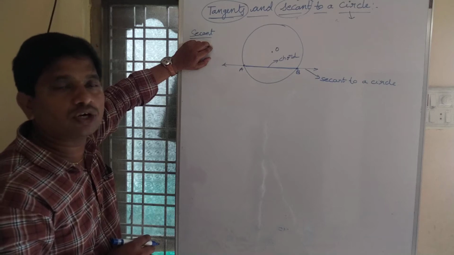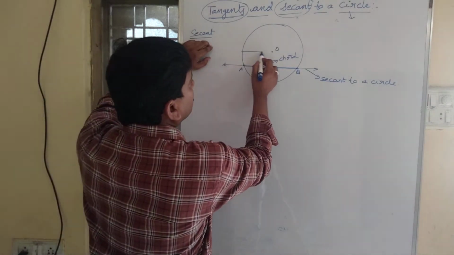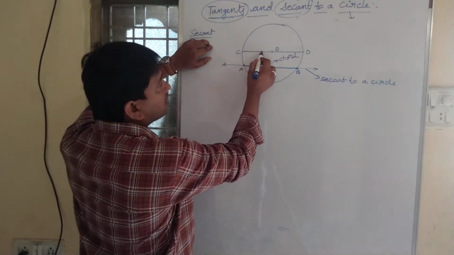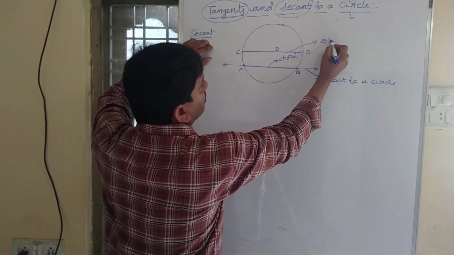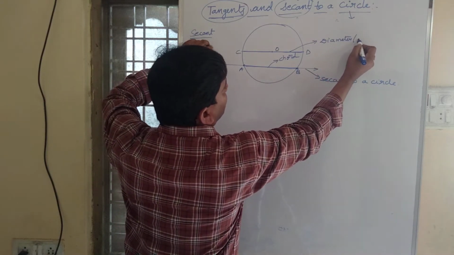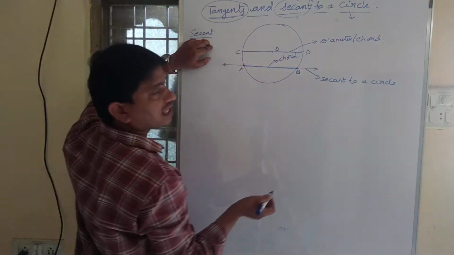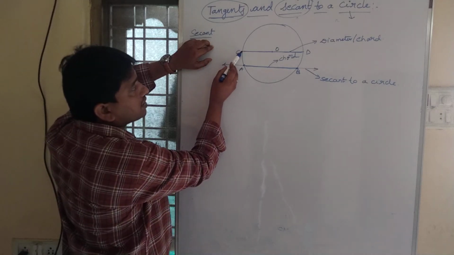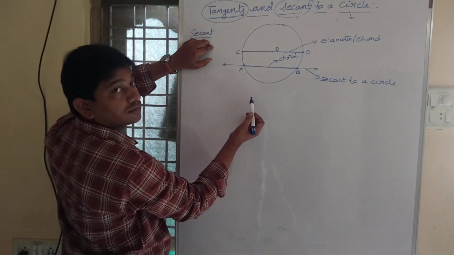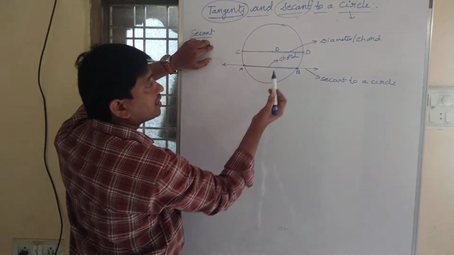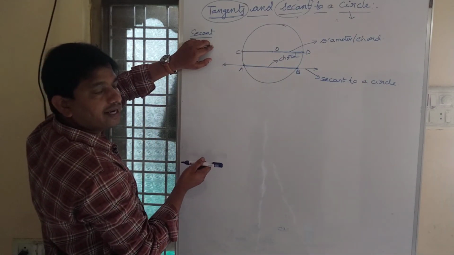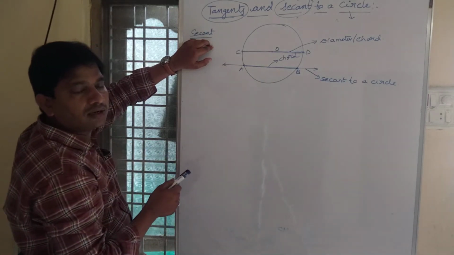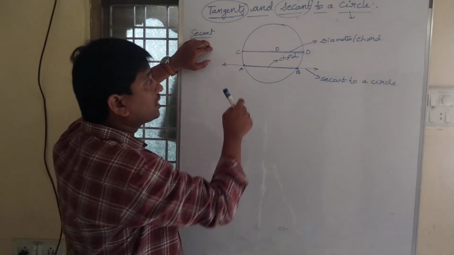So what is the longest chord of a circle, children? See, for example, this is CD. What is CD, children, here? CD is called a diameter as well as a chord. The longest chord of a circle is called the diameter. So what do you mean by diameter? The line segment which joins any 2 points on a circle, and that must pass through the center of the circle. Whereas for a chord, there is no need of passing through the center of the circle, but a diameter must pass through the center of the circle.